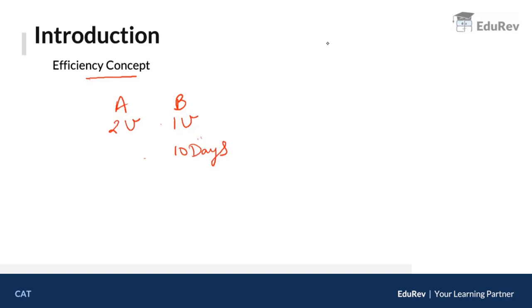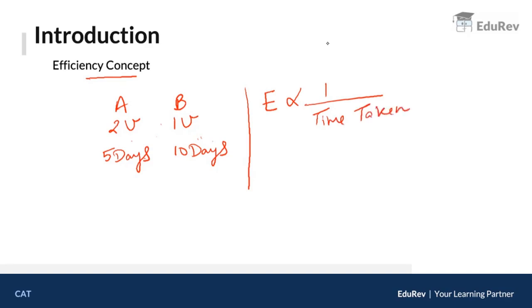Now understand, you are twice as efficient as me. So if I do 1 unit, you do 2 units. So if I take 10 days, you're going to take half the number of days. So your number of days will be 5 days. So what can we conclude from this? We can conclude that our efficiency is inversely proportional to the time taken. So that means if you are more efficient, you take less time, and if you are less efficient, you are going to take more time.